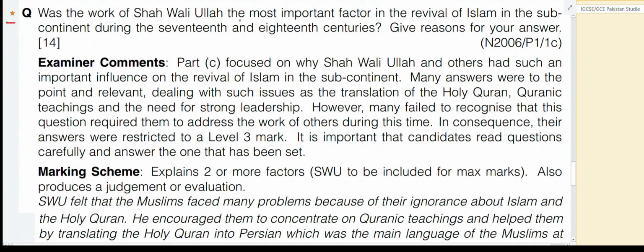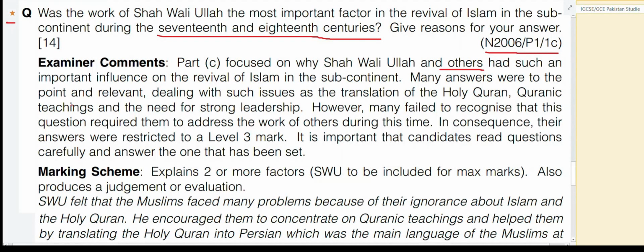Was the work of Shah Waliullah the most important factor in the revival of Islam in the subcontinent during the 17th and 18th centuries? Give reasons for your answer. This is 14 marks, November 2006, paper 1, part C. Examiner comments: part C focused on why Shah Waliullah and others, the other reformers, Haji Shariatullah and Sayyid Ahmad Barelvi, had such an important influence on the revival of Islam in the subcontinent.